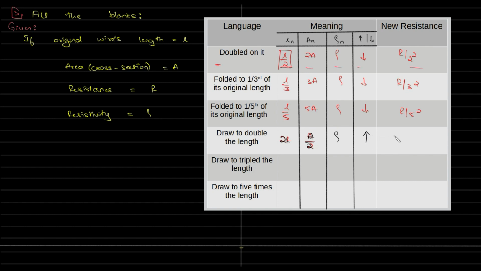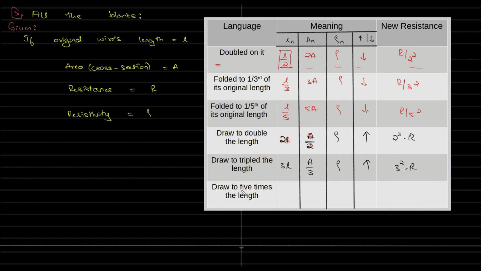To what times? To 4 times, 2 square into R. When you triple the length, what will happen? This will be 3L. Area of cross section will reduce by 3 times. Resistivity will not change. Resistance will increase, right? So the resistance will increase by 3 square times.